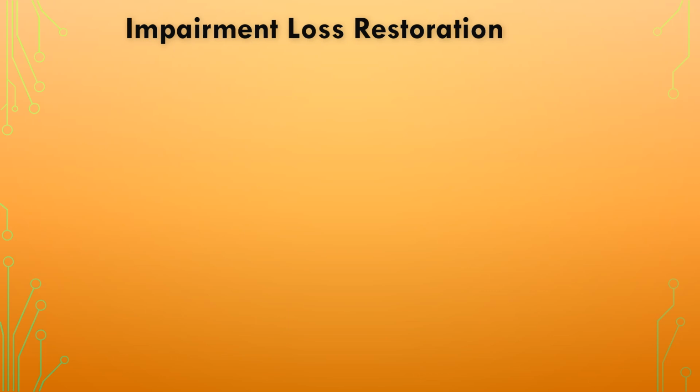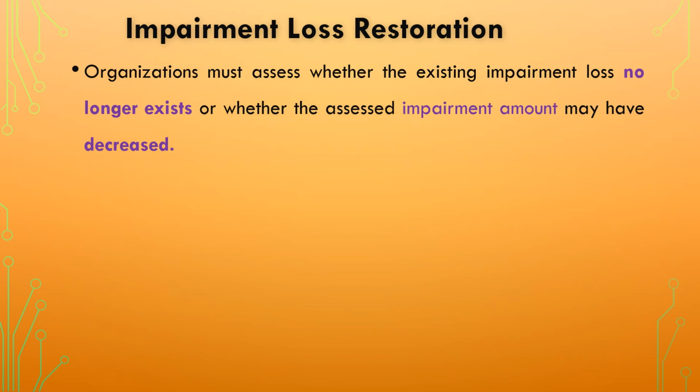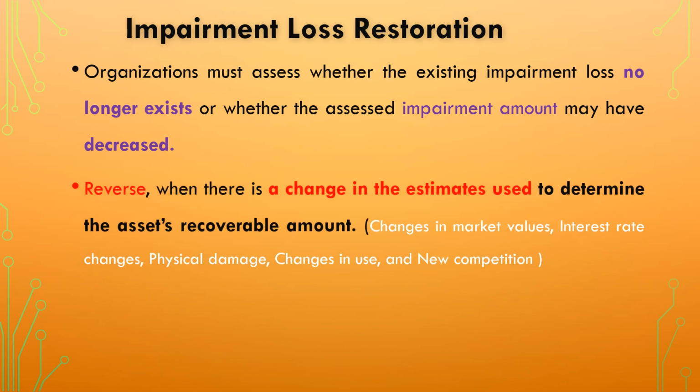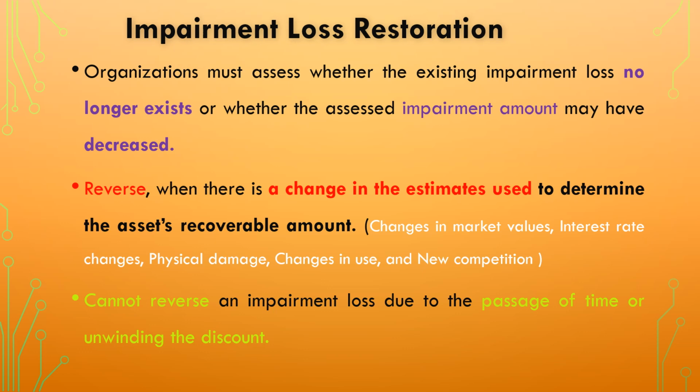Let's look at the impairment loss restoration. An organization must assess whether there is an indication that a previously recognized impairment loss for an asset no longer exists or whether the impairment amount may have decreased. Reverse an impairment loss only when there is a change in the estimate used to determine the asset's recoverable amount. It means that you cannot reverse an impairment loss due to the passage of time or unwinding of the discount.